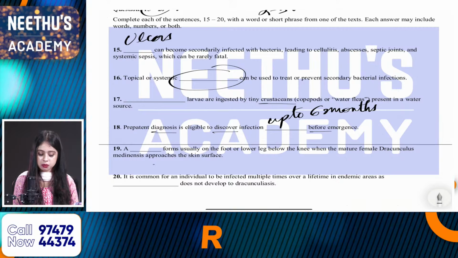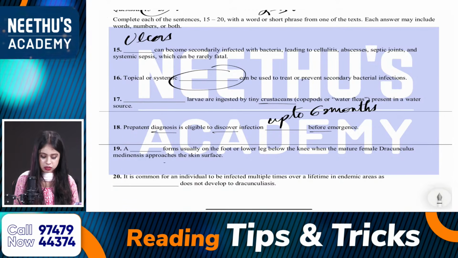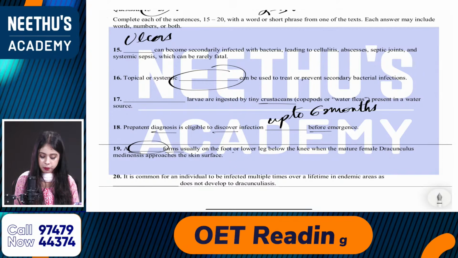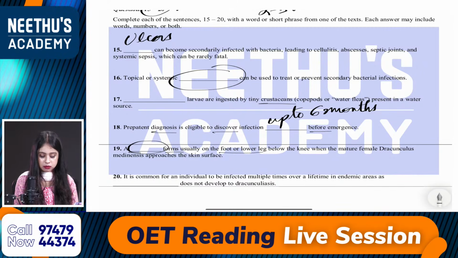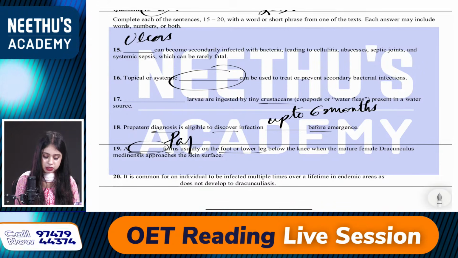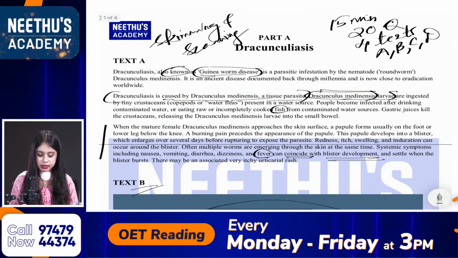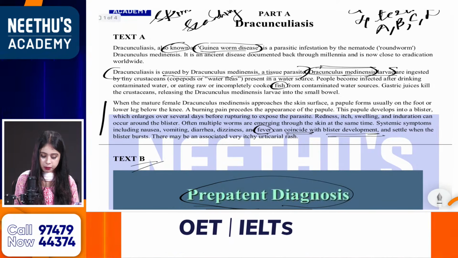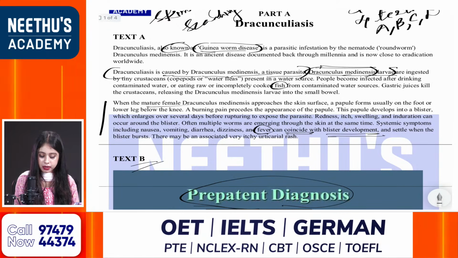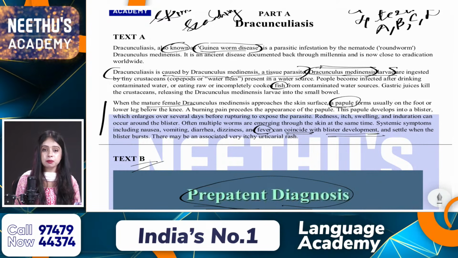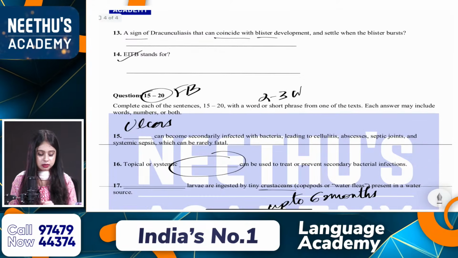The 19th one: a dash forms usually on the foot or lower leg below the knee when the mature female Dracunculus medinensis approaches the skin surface. So what is forming here? A very simple answer, which is papule. It is mentioned in text A: when the mature female Dracunculus medinensis approaches the skin surface, a papule forms. So the answer is papule.